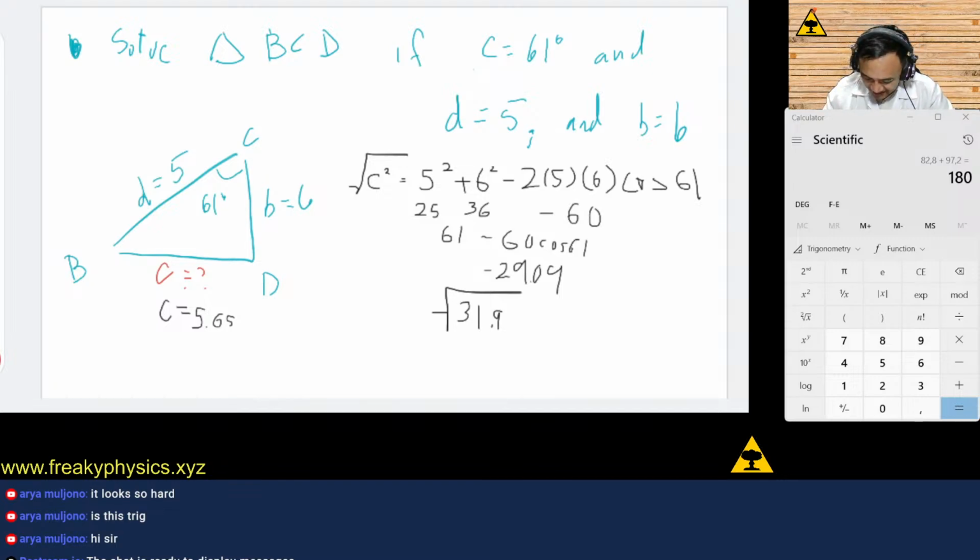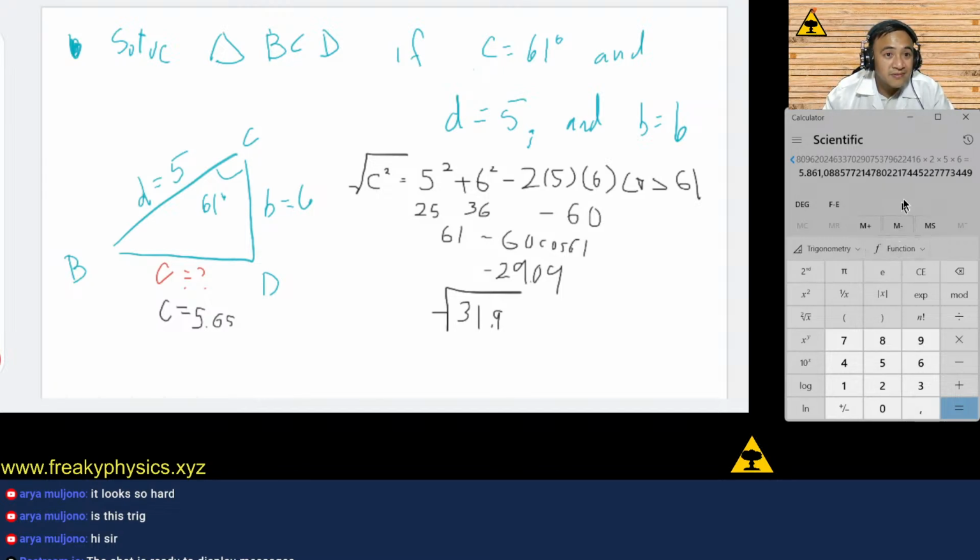So anyway, let me double check this. Where's my calculator again? There. Okay, so we have 61. Take the cosine of that. Then times 2 times 5 times 6. That looks wrong. Let's redo that. 61 cosine. Then times 30, and then that's going to be negative. Then plus 61. So I'm going to do it the long way. Plus 25 plus 36.